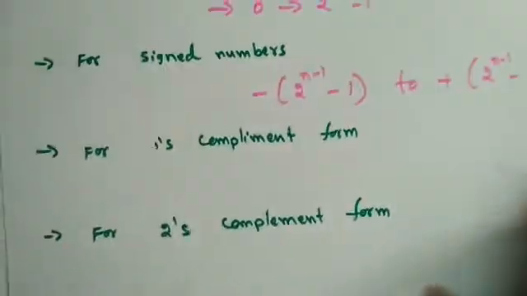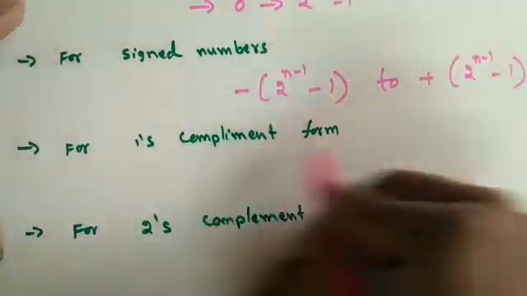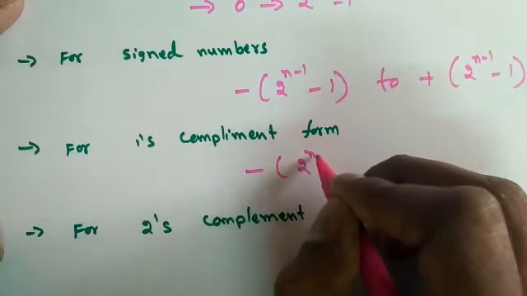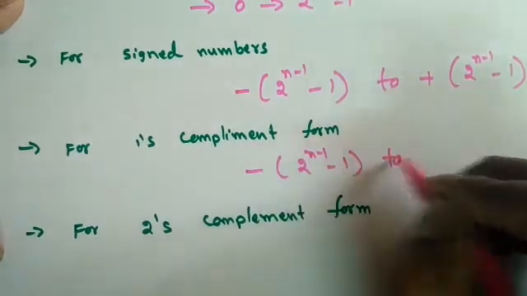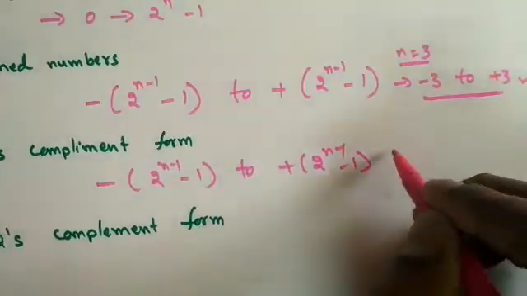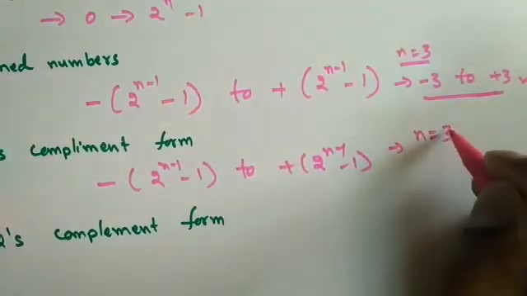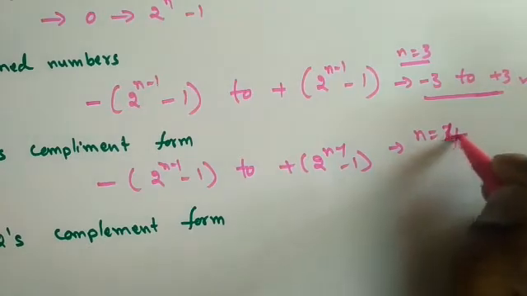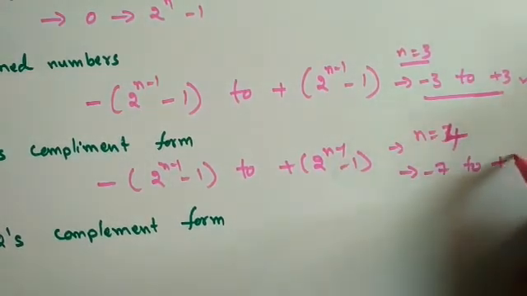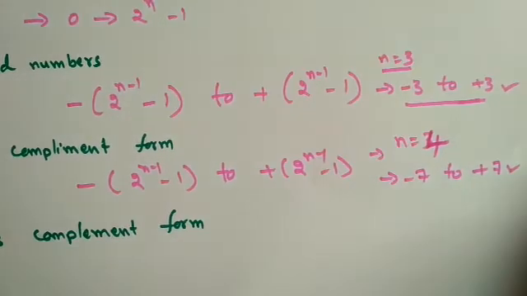Now, similarly, for 1's complement, the range is the same as this one: minus (2 power n minus 1, minus 1) to plus (2 power n minus 1, minus 1). Again the same. If n is equal to 3 it is minus 3 to plus 3; I will take n equal to 4 in this case. If n is equal to 4, the representation will be minus 7 to plus 7, right?